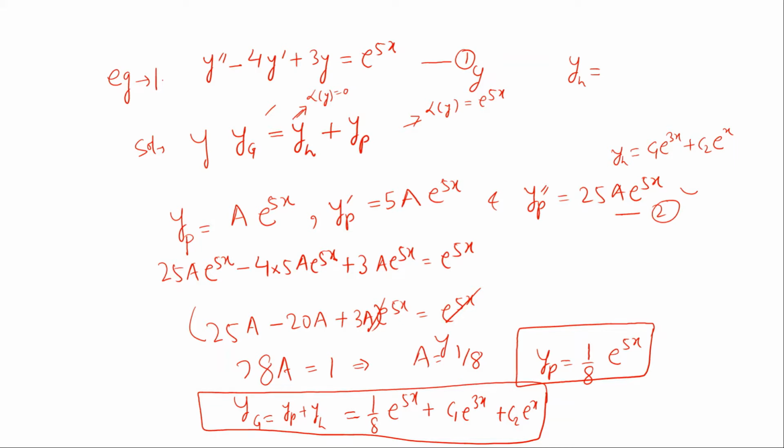Now the two constants c1 and c2 can be found from the initial conditions, which may be given as y of 0 equals y naught and y prime of 0 equals y prime naught. With these two initial conditions we can easily solve for the constants and get the solution. Similarly, functions like sin mx and x to the power n may be given, and we can solve those examples too.